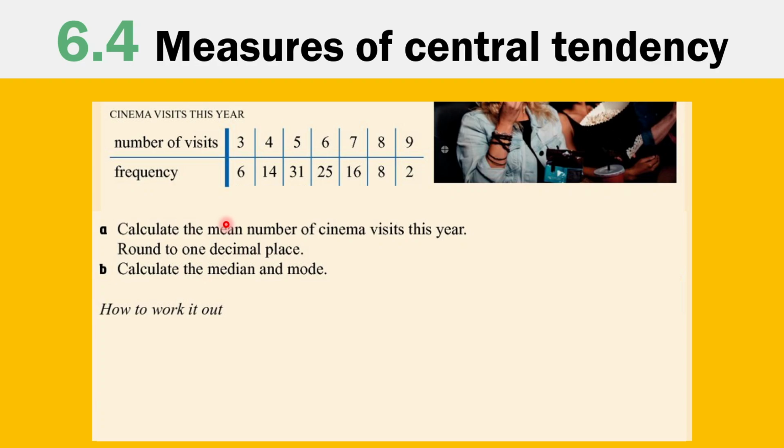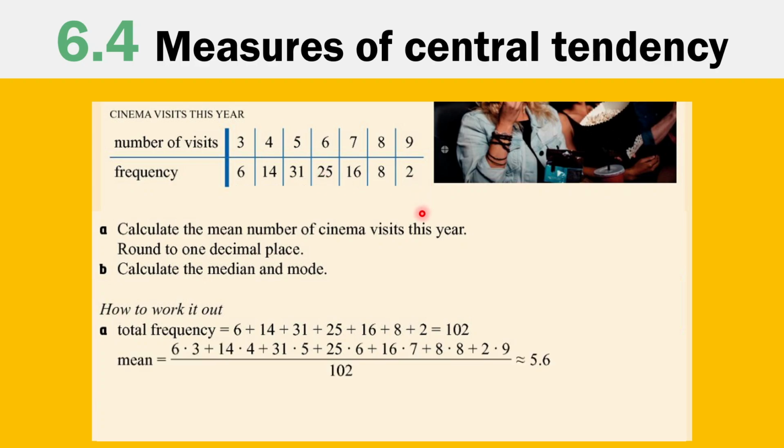Calculate the mean number of cinema visits this year. Round to 1 decimal place the mean number of the cinema visits. That's what we did in the previous thing, right? So we do again this very large calculation. First, calculate the total frequency, add all the frequency numbers up, and now the mean is 6 times 3 plus 14 times 4 plus 31, etc. I'm not going to repeat myself yet again. Put it into your calculator, divide it by 102, and the mean is 5.6.